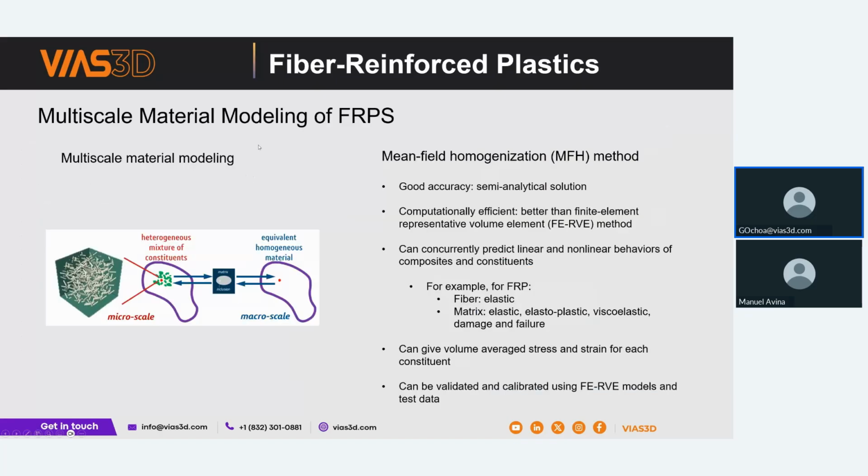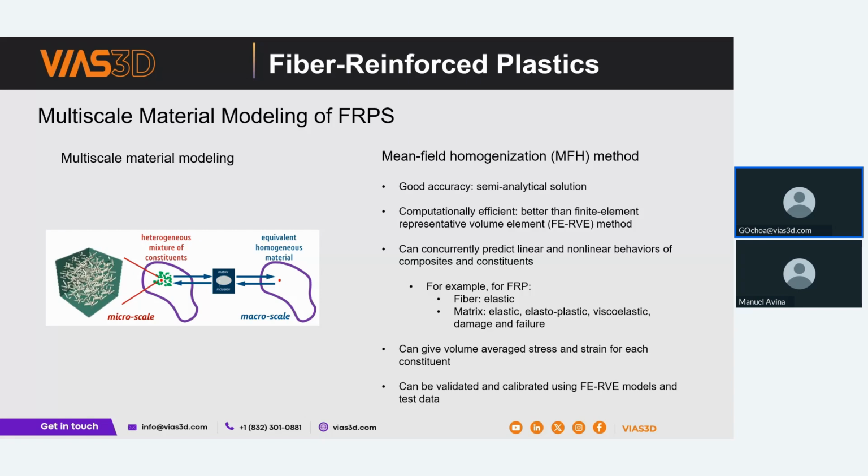Now, there is a multi-scale material approach that is the more classic one, which is we're starting at the microscopic level. At the microscopic level, we basically start explicitly modeling the matrix and the fibers, and then we obtain a response, and then this is homogenized in the entire structure. That is the finite element representative volume element method.